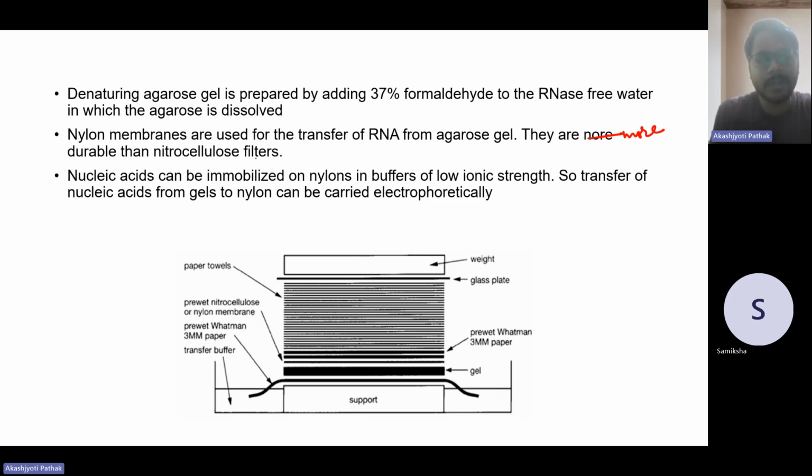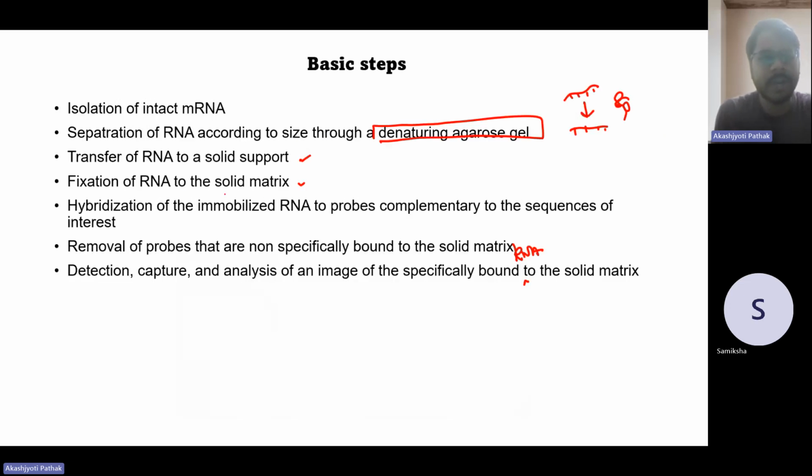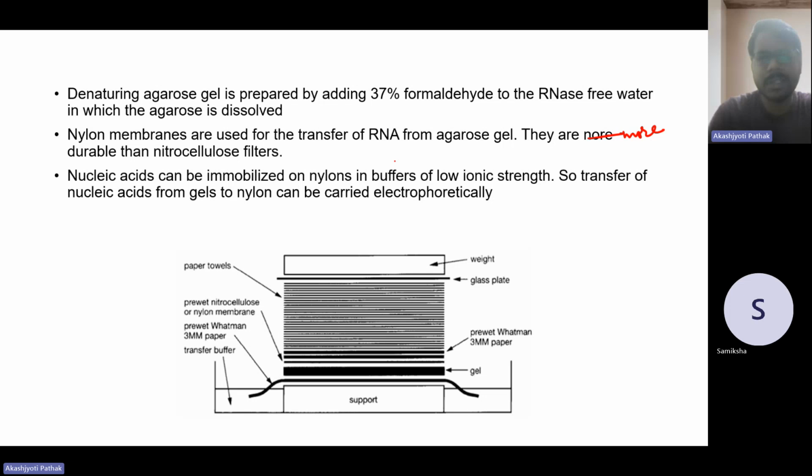During the fixation step, as I had discussed, the fixation of RNA to the solid matrix, you have to apply heat and bake the membrane at 80 degrees Celsius. When you heat it, these nitrocellulose filters are not very stable at such high temperatures. So nylon membranes are better in these cases.